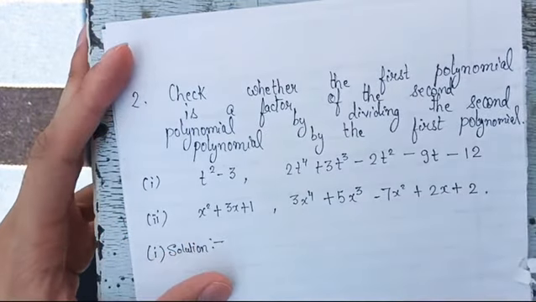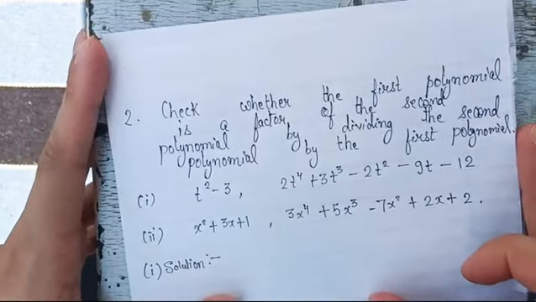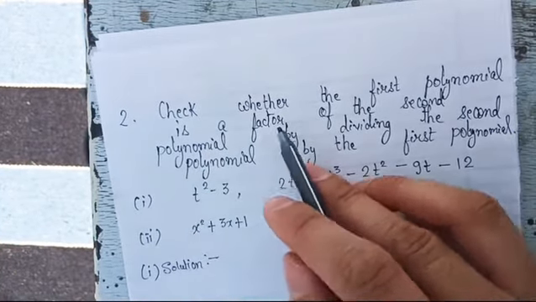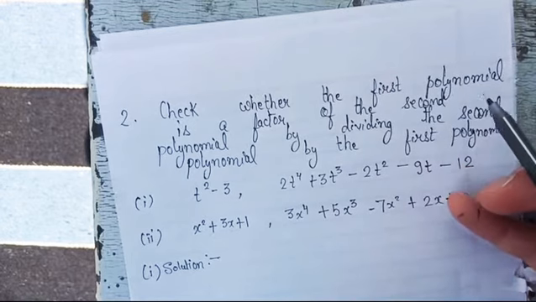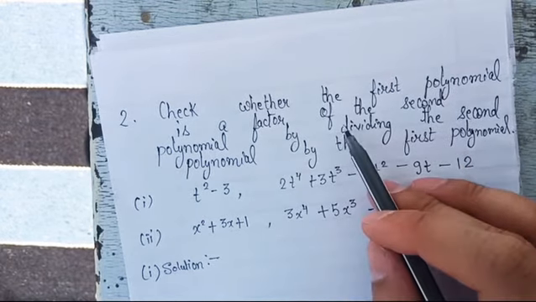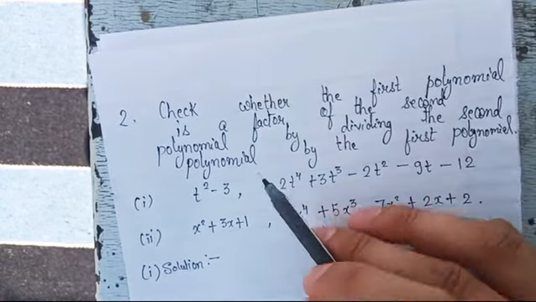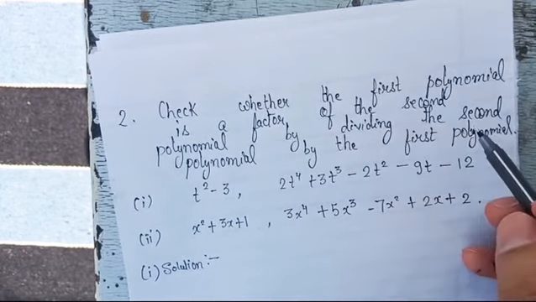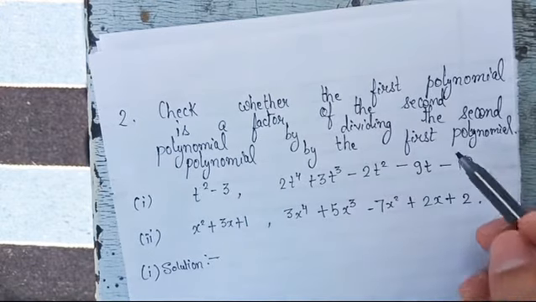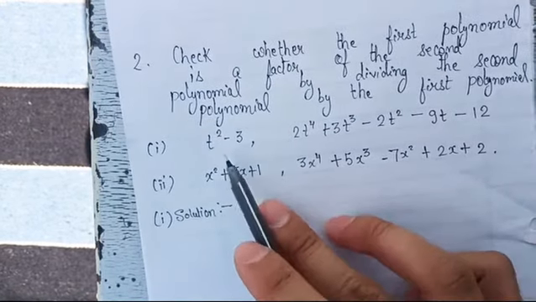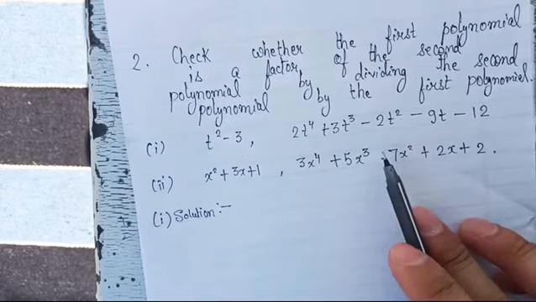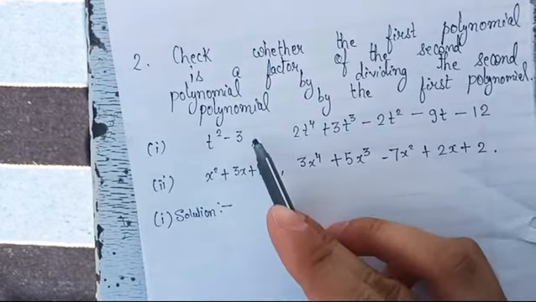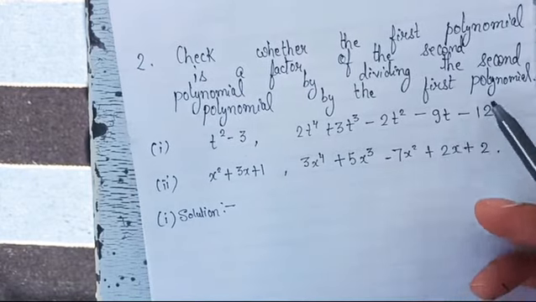Now moving ahead, question number 2. Check whether the first polynomial is a factor of the second polynomial by dividing the second polynomial by the first polynomial. See, in this question 2 polynomials are given to us, and we have to check whether the first polynomial is a factor of the second polynomial.